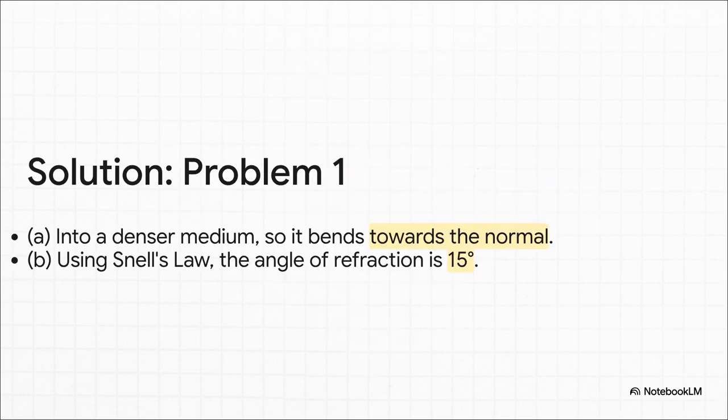Okay, you ready? For part A, since the new material is denser, 1.44 is bigger than 1.00, the light has to bend towards the normal. That's the rule. And for part B, if you plug those numbers into Snell's law and solve for that second angle, you get a nice, clean 15 degrees. If you got that, fantastic job.